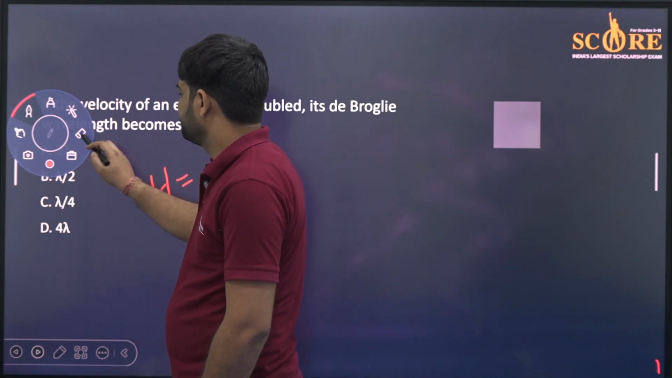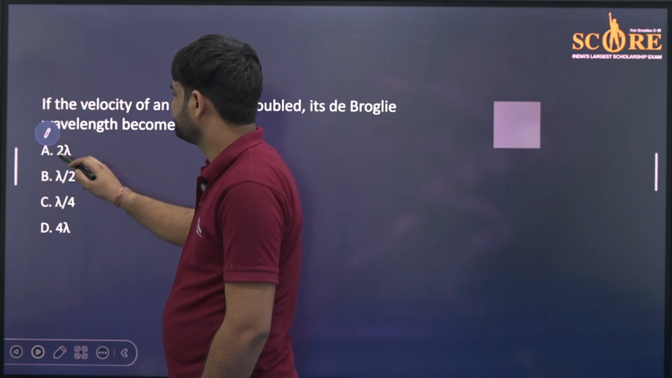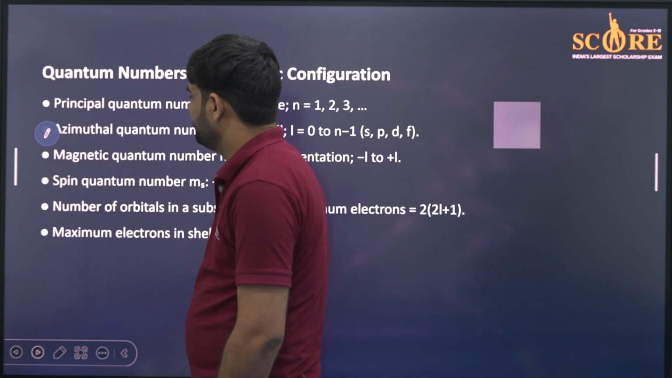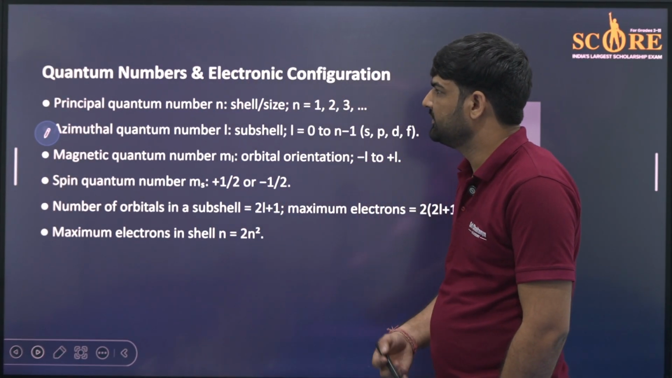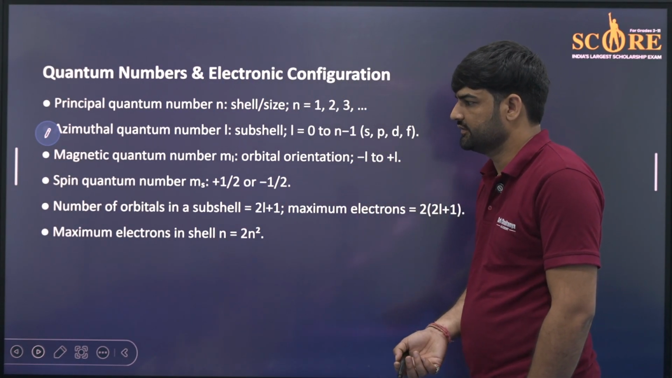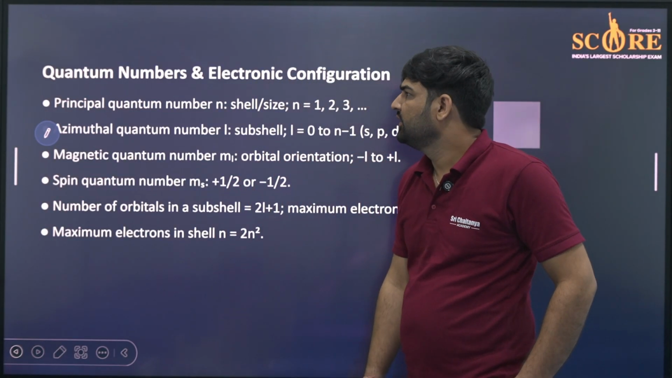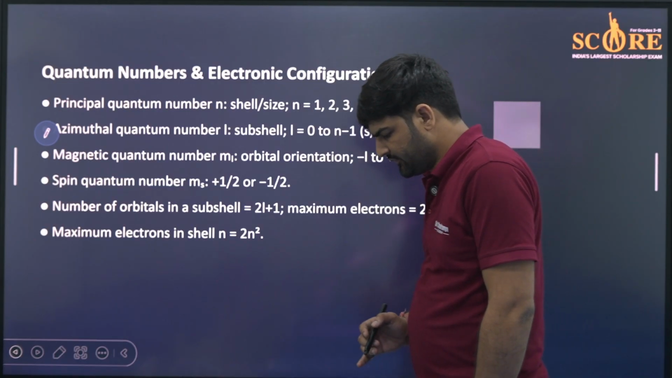In next, we are talking about quantum numbers and electronic configuration. Next we will see quantum numbers and electronic configuration.